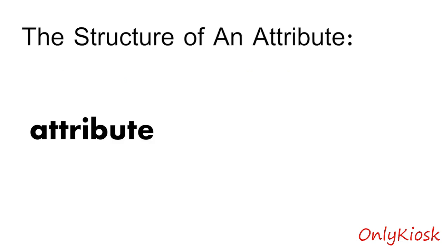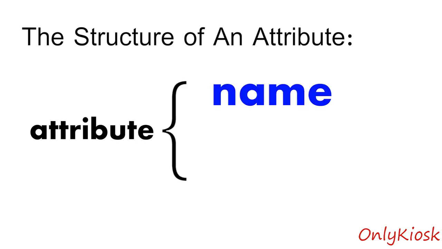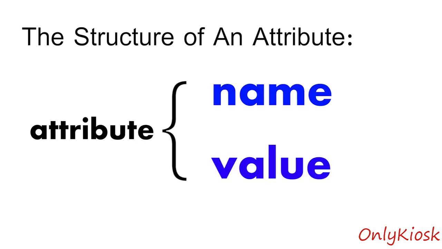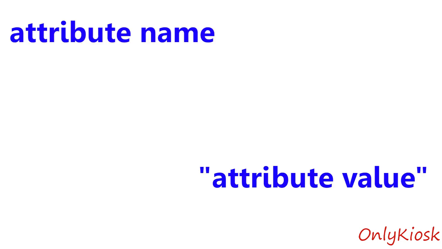Each HTML attribute is made of an attribute name and an attribute value. Attribute values should be placed in quotes, single or double. Between the attribute name and its value, you need an equal sign to connect them.